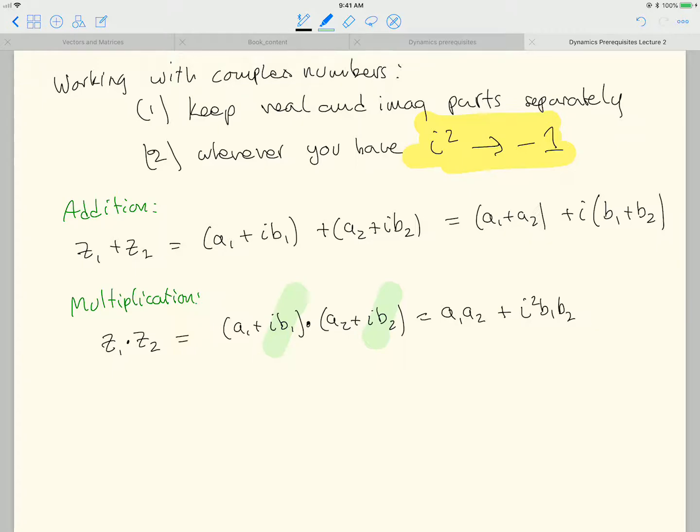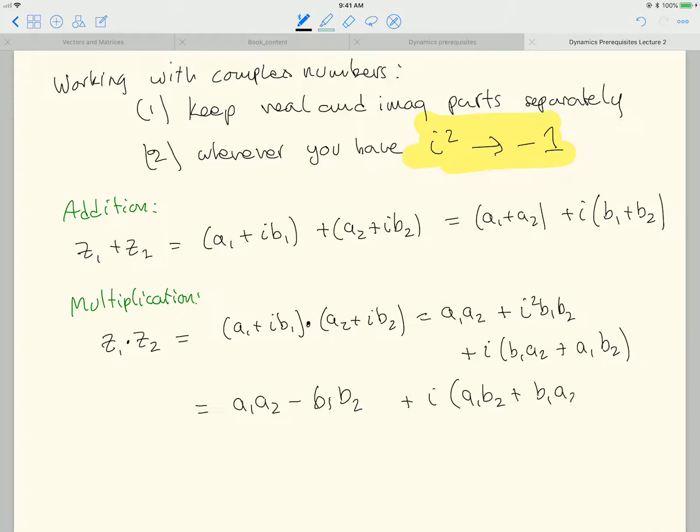Okay, so the second term was those two multiplied. And then, of course, you want the cross terms, this one times this one, and this one times that one. Okay, so let's just put them all out. So we get plus i times B1 A2 plus A1 B2. Okay. And you remember the rule, i squared turns into minus 1. So this is equal to A1 A2 minus B1 B2 plus i times, let me just switch the order, B1 times A2.